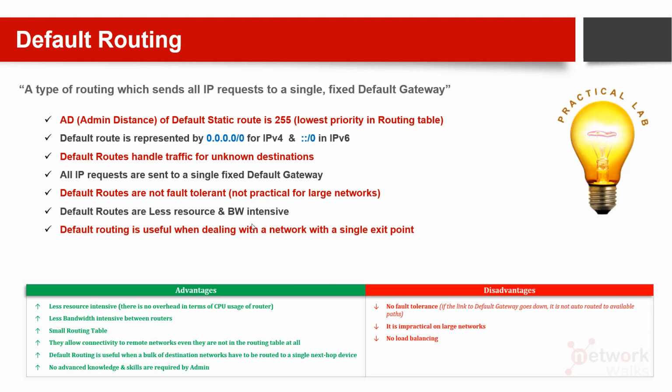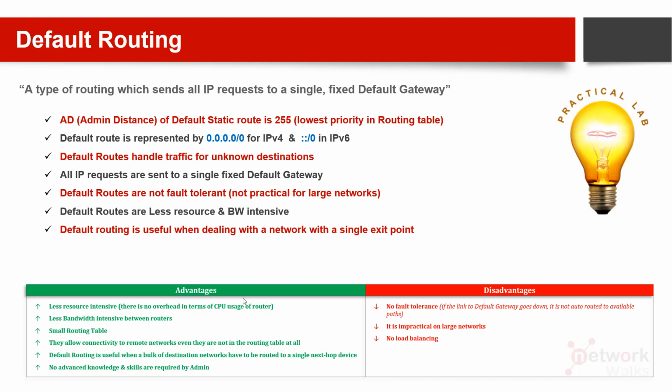That's why default routing is used in our home Wi-Fi router, because we are sending all the traffic to one fixed destination. So it doesn't take much resources, much bandwidth, and the device does not need to be very expensive. That's why usually our home routers are within $100. Default routing is useful when we are dealing with a network with a single exit point. So we cannot use it where we need mesh routing.